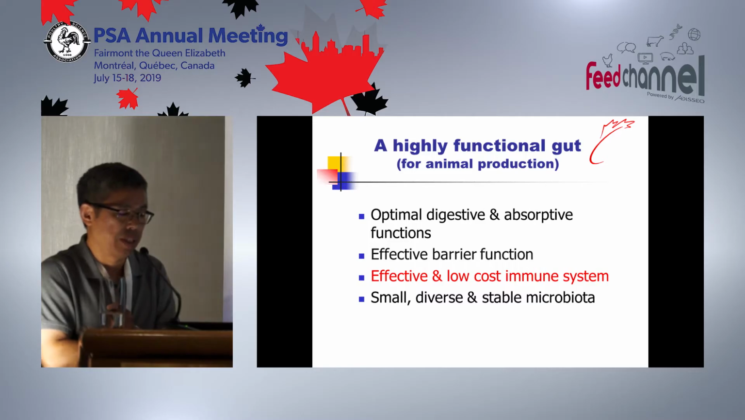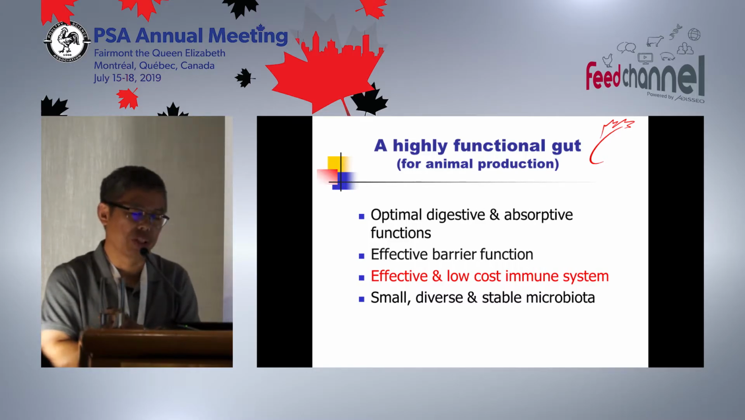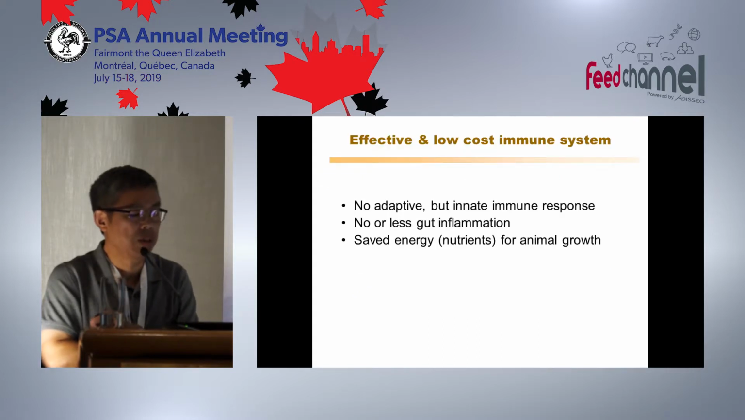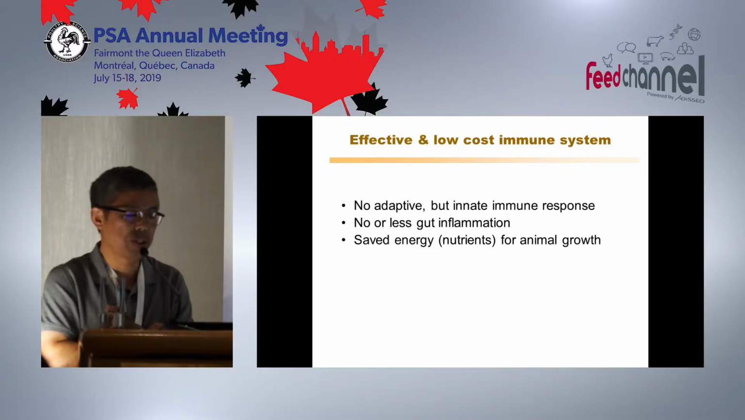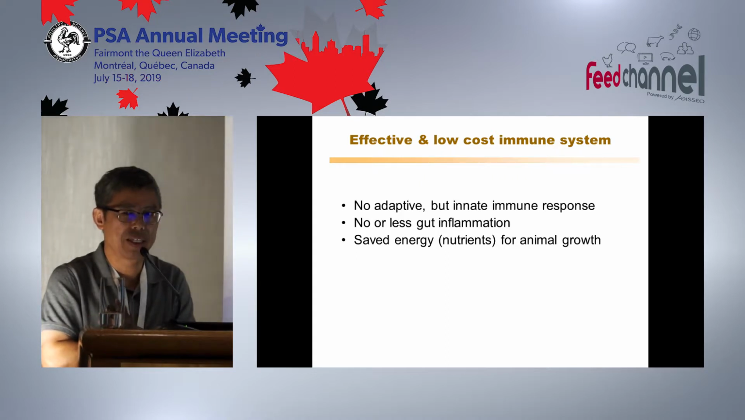So let's look at the effective and low-cost immune system. Ideally, we hope in this situation there's no adaptive, only innate immune response, and no or less gut inflammation. As such, the energy used for immune response can be used for animal growth. I think the first speaker has clearly indicated this in his speech.